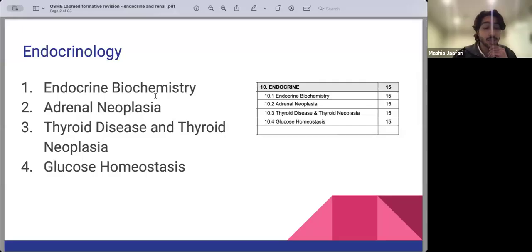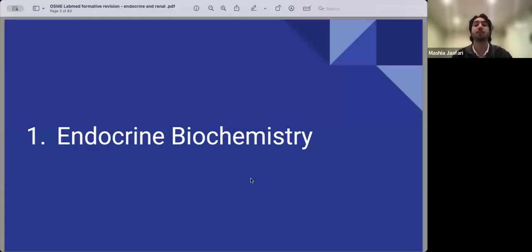Okay, so we'll begin by covering endocrinology, which has four main points on the spec: endocrine biochemistry, adrenal neoplasia, thyroid disease and thyroid neoplasia, and then glucose homeostasis. So we'll take this in four chunks. We'll start off with endocrine biochemistry.